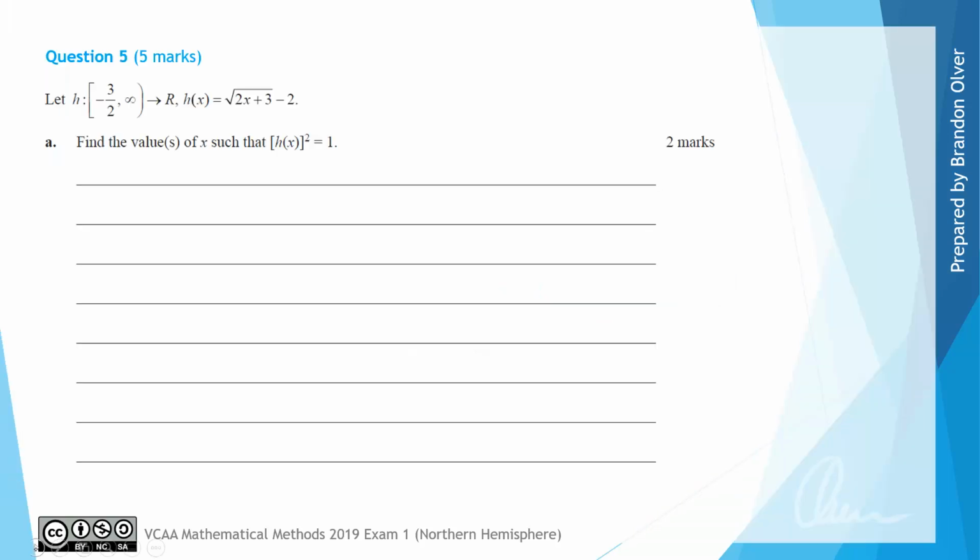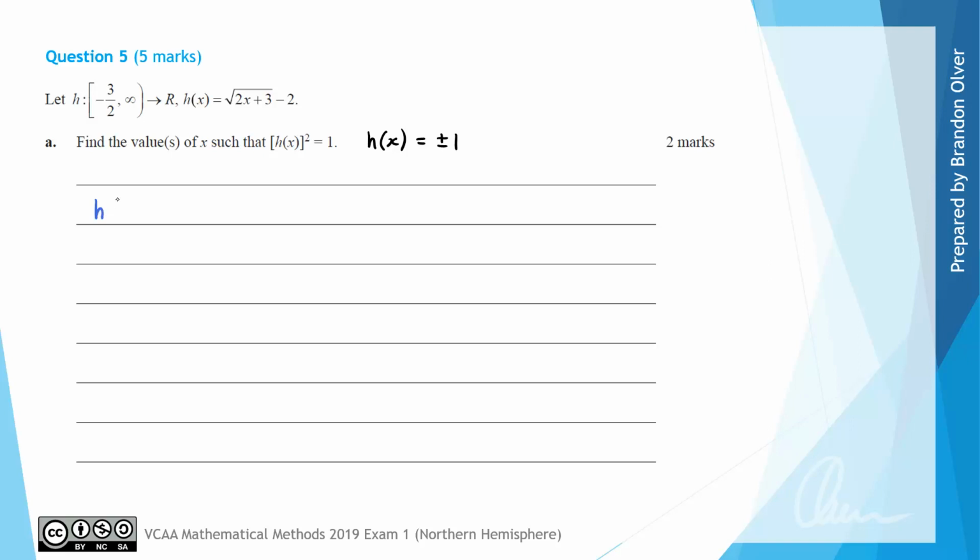For question 5 we're told that h is a function with a domain of negative 3/2 to infinity, where h of x has a rule square root of 2x plus 3 subtract 2. For part A, we're asked to find the value or values of x such that h of x squared equals 1. If h of x squared equals 1, we can square root both sides and reveal that h of x must equal plus or minus 1. We'll now consider each of those cases one at a time.